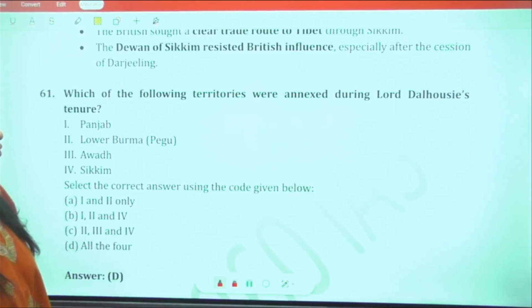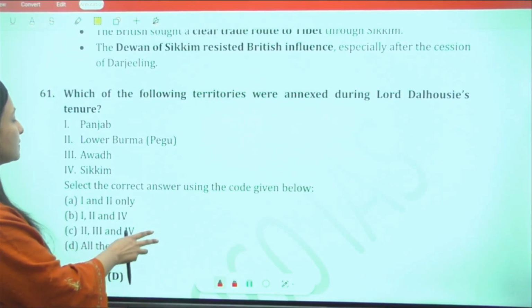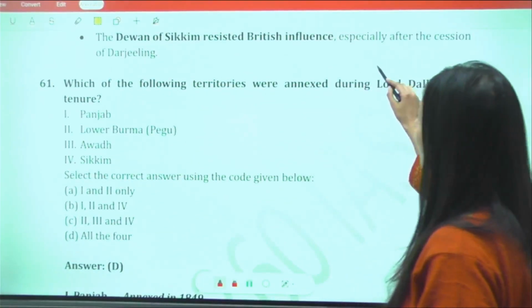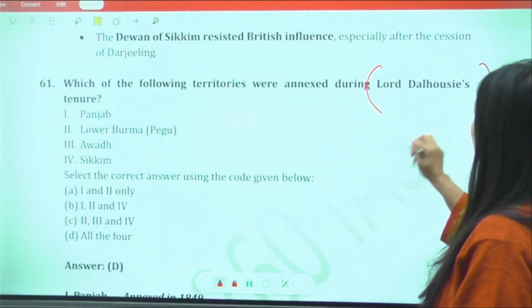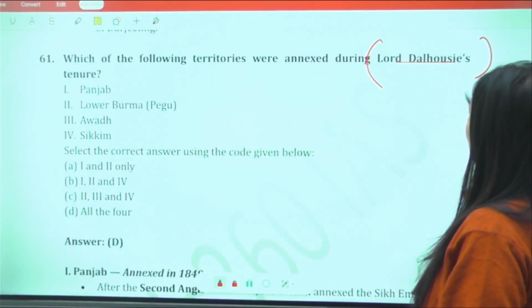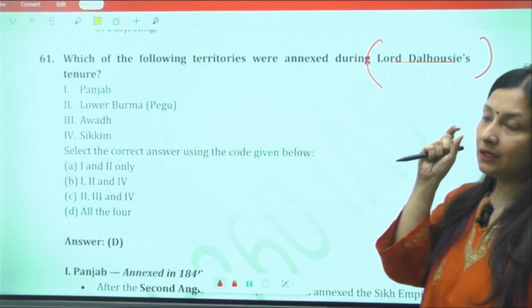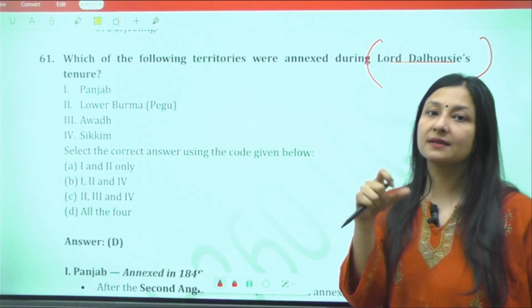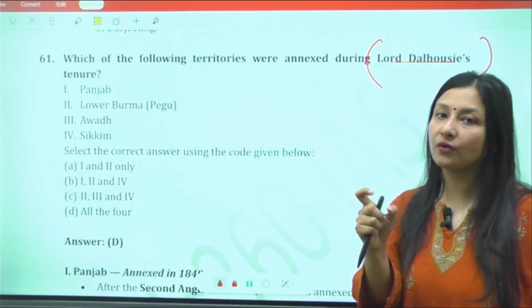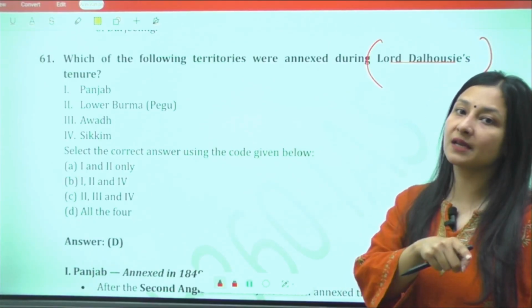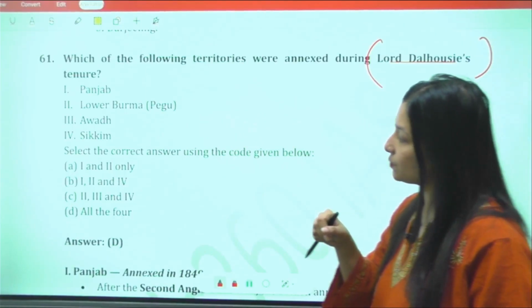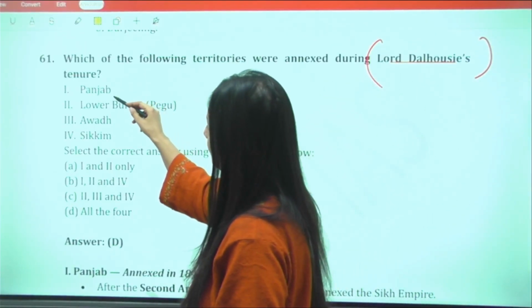Okay, which of the following territories were annexed during Lord Dalhousie's tenure? Now, the doctrine by which Lord Dalhousie was annexing the territories is the Doctrine of Lapse. But during his tenure, other territories have also been annexed. The first one over here is Punjab.